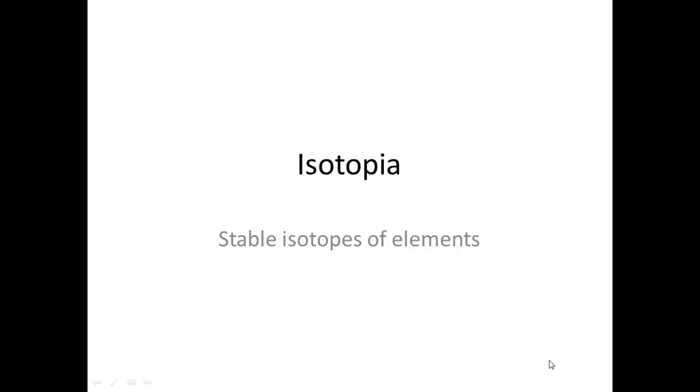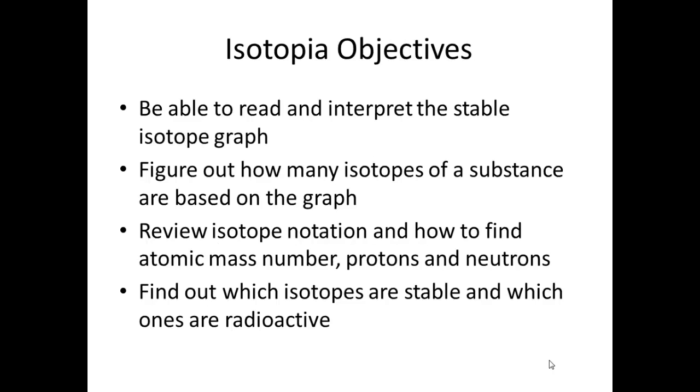In Isotopia, we are going to discuss and learn what isotopes of an element are stable, what isotopes aren't stable, and which isotopes are radioactive. So, by the end of this, we should be able to read and interpret the isotope graph. We should be able to tell how many isotopes of a substance there are based on the graph.